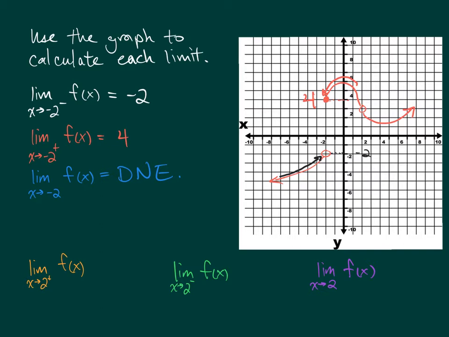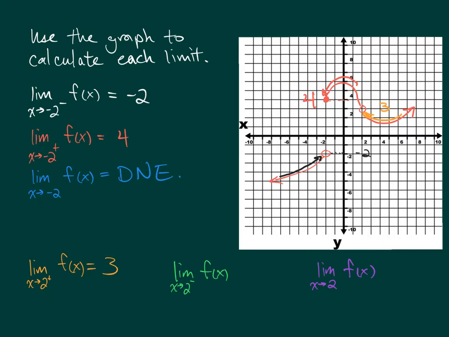Now, with these other three limits down here, we will be looking at what happens with the function at x equals 2. So in the first limit, as x approaches 2 from the right, we will come over here to the graph and approach 2 from the right. So what that looks like then is it looks like the y values are approaching +3. So the limit as x approaches 2 from the right of f of x is 3.